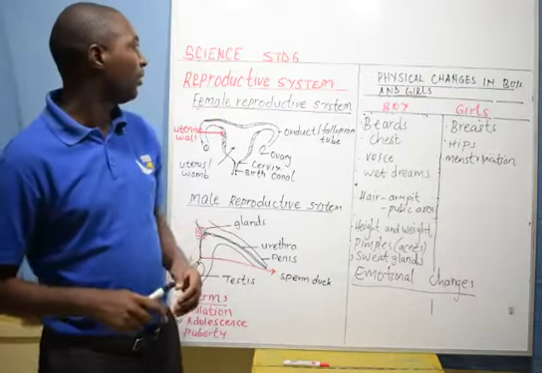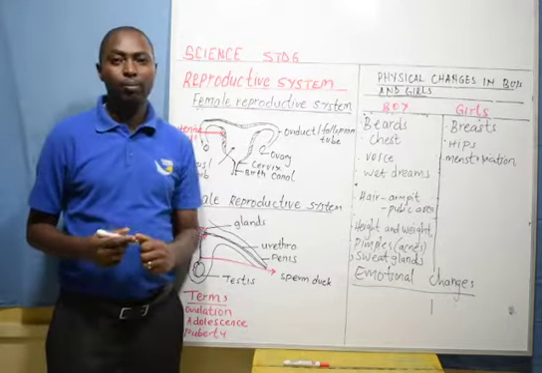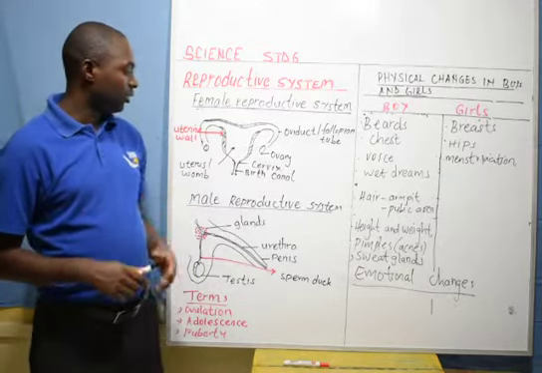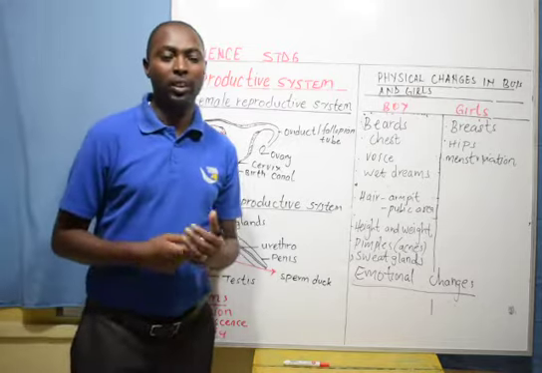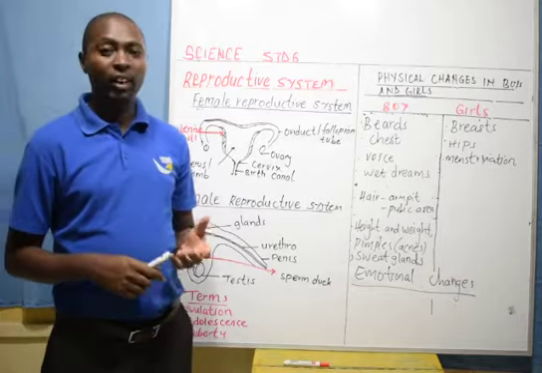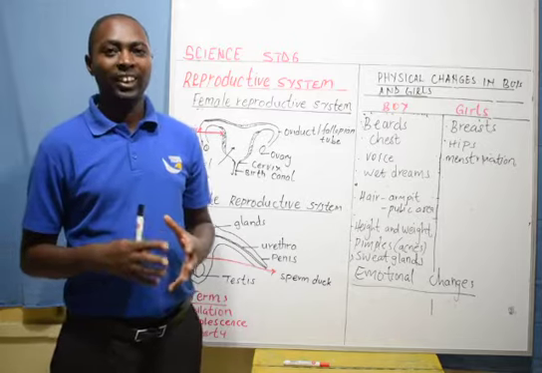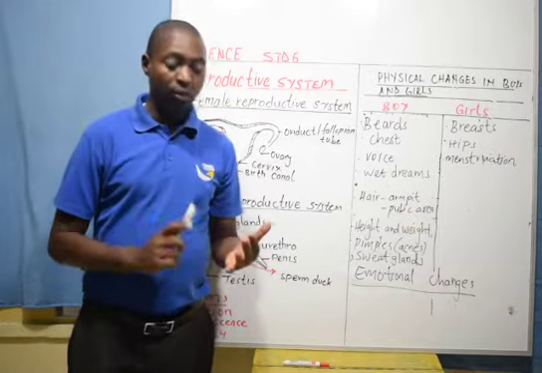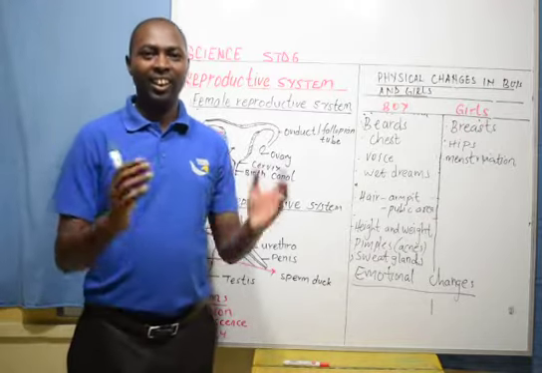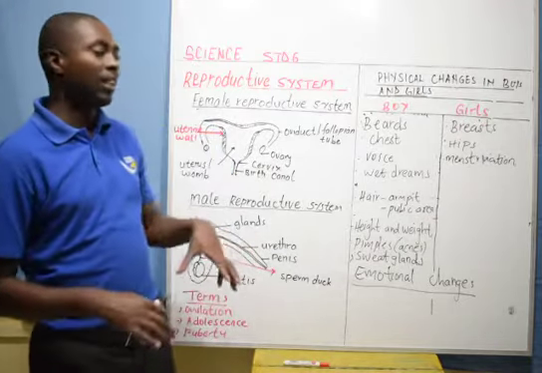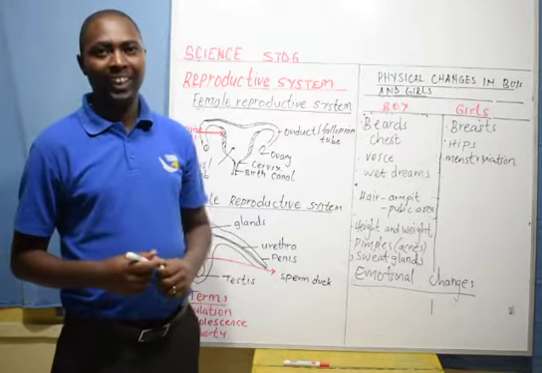Welcome class 6. We have a lesson on the reproductive system, and to introduce you to it, a system is a combination of several organs performing a common task. In class 5 you looked at the breathing system, and you discussed that for the breathing system we needed the nose, the trachea, and other parts. Therefore, a system is a combination of several organs performing a common task.